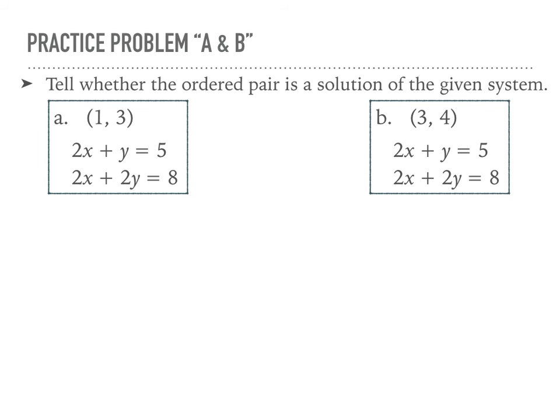So finally, we've got a couple of practice problems for you to do. We want you to do practice problems A and B. So I'm going to ask you to put this on pause. I want you to try this yourself. This is related to the first problem we did. Tell whether the ordered pair is a solution of each given system. When you're ready, check that my solution matches what you have.